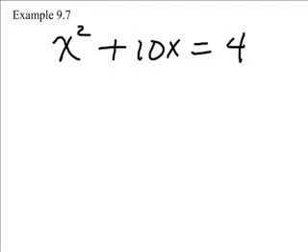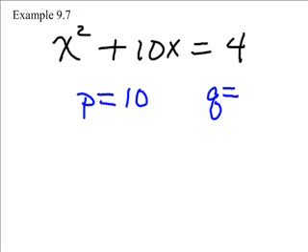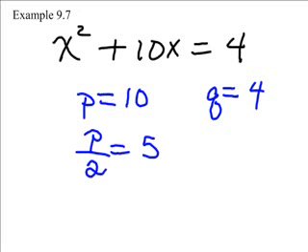We're going to begin by identifying p and q. p is the coefficient on x, so that's 10, and q is the constant term on the right-hand side of the equation, so that's equal to 4. The formula also contains a p over 2, so at this point I'm going to divide 10 by 2 to get 5. So I have all the pieces of my formula.